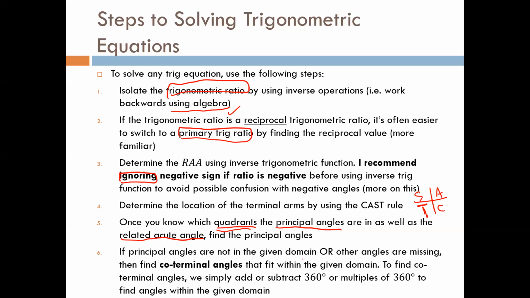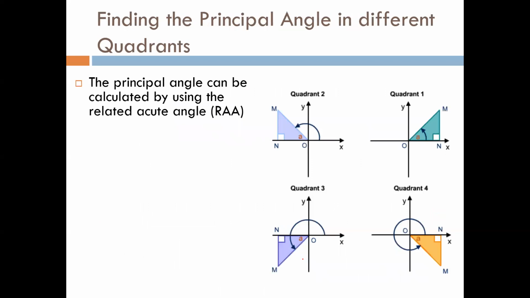And the last step here, if the principal angle is not in your given domain, or if you have other angles that you're missing, then you're going to have to find the coterminal angles. And we'll talk a little bit more about that. So once you find your answer, you may not be fully done. You may still have to find other answers as well. Okay. So quick little recap here. How do you find the principal angle in different quadrants?